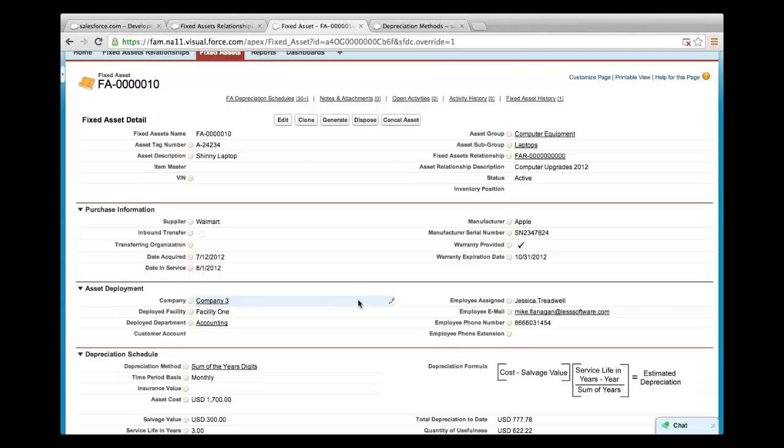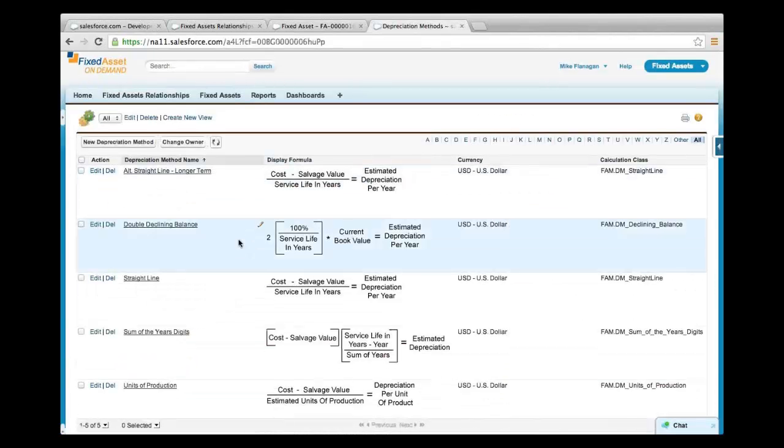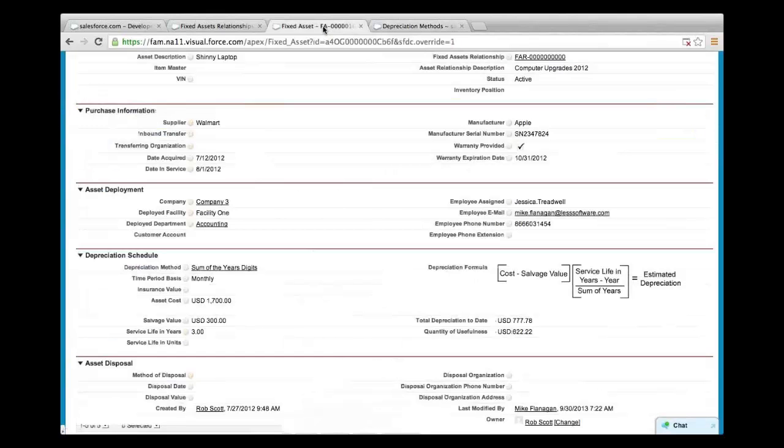How are we depreciating it over time? There are multiple depreciation methods that have unique formulas. Currently today we are supporting straight line, double declining balance, sum of the years, and units of production, which is great for vehicle depreciation, things like that, based on perhaps miles rather than some metric of time. Your depreciation schedule will be generated.